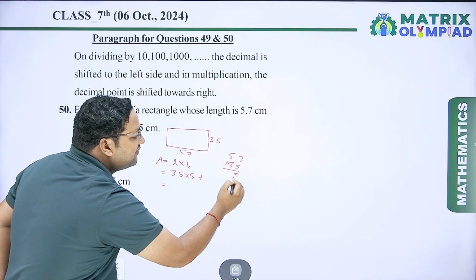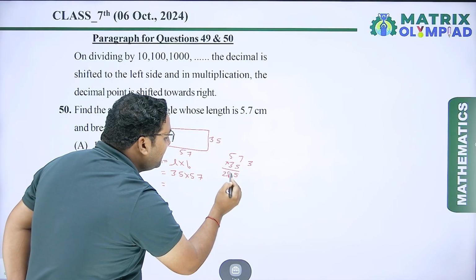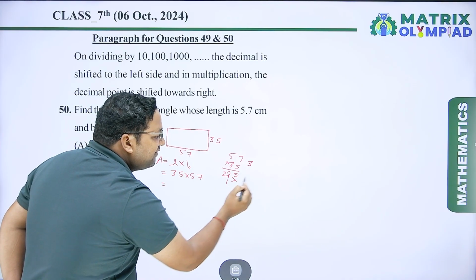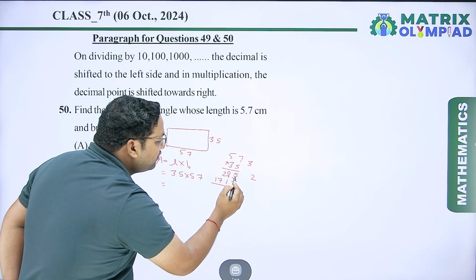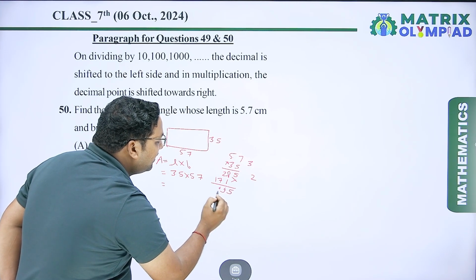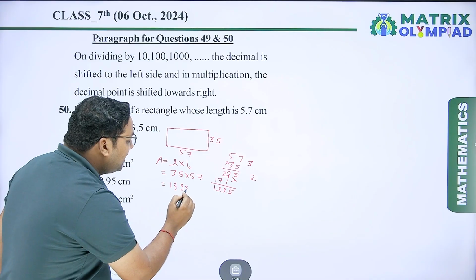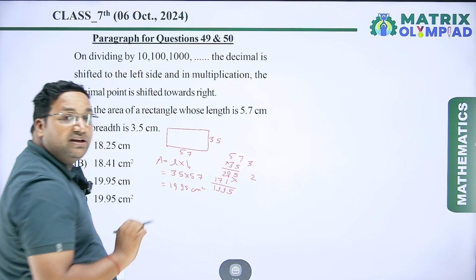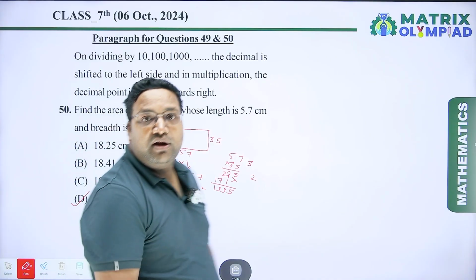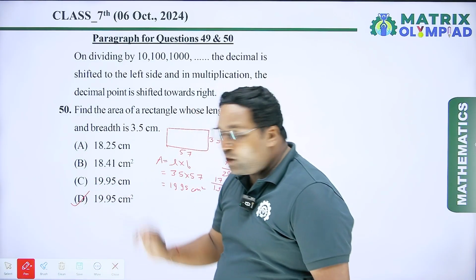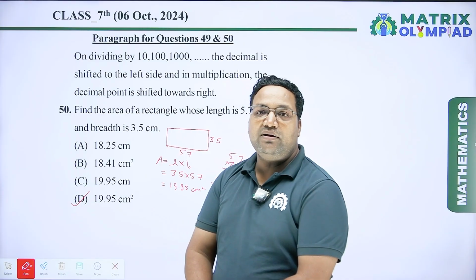5 7s are 35, carry 3. 5 5s are 25, 25 plus 3 is 28. Again 3 7s are 21, carry 2. 3 5s are 15, 15 plus 2 is 17. So we will get 19.95 centimeter square. The unit of area is centimeter square. So the correct option is D. That's all the solution of the maths part.